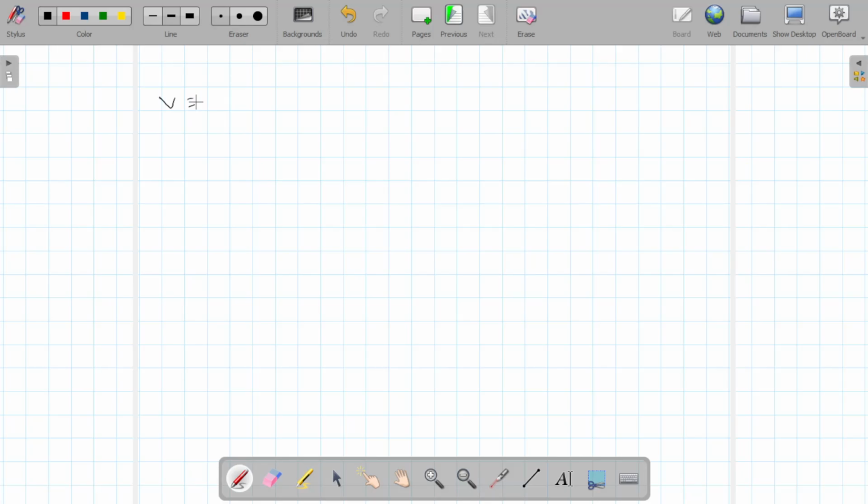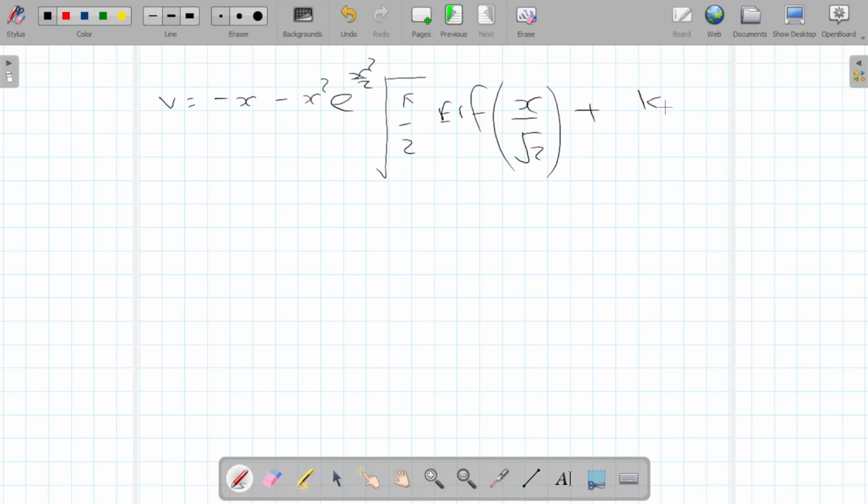v equals minus x squared e to the x squared over 2 times the square root of the whole of pi over 2 multiplied by, I'm taking this to be the error function, assuming I haven't made any mistakes, and that's x over the root of 2, plus k, x squared e to the minus x squared over 2. Right?